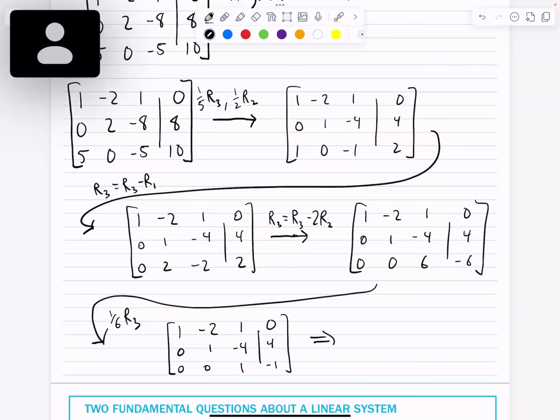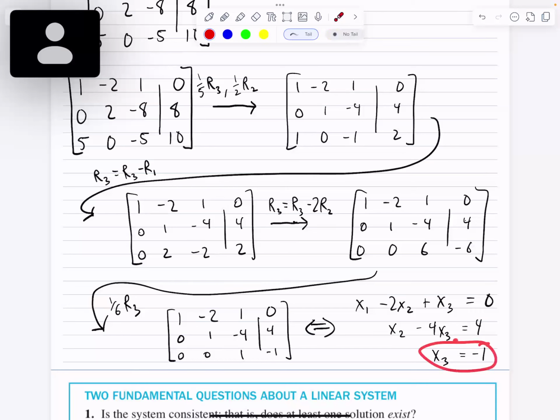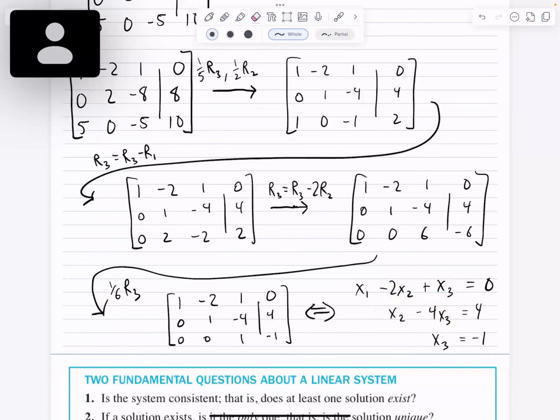Then I can revert this back to a system. So this is x1 minus 2x2 plus x3 equals 0. x2 minus 4x3 equals 4. And finally, x3 equals -1. Now that I know x3 equals -1, I can plug that in here and figure out what x2 is. Once I know x3 and x2, I can plug those in and get x1. So I think you get a unique solution. I don't actually know what the solution is.